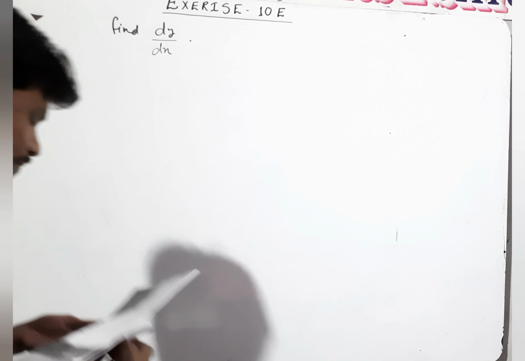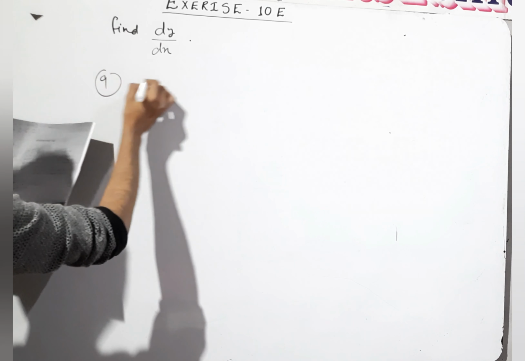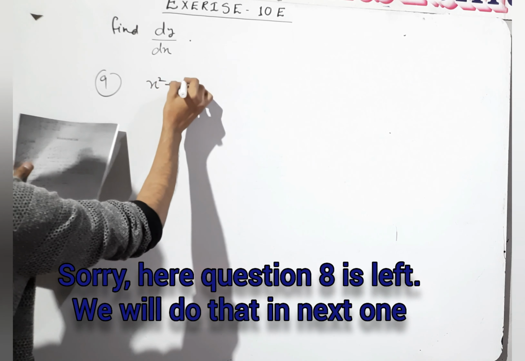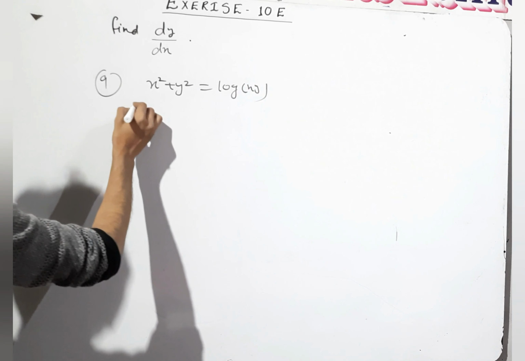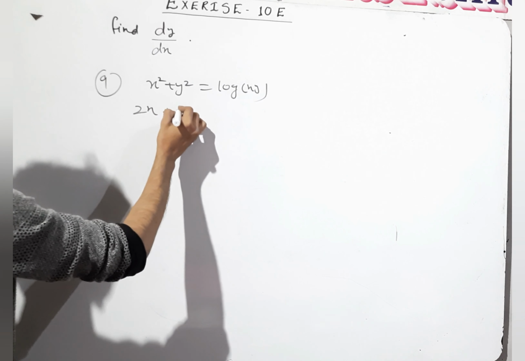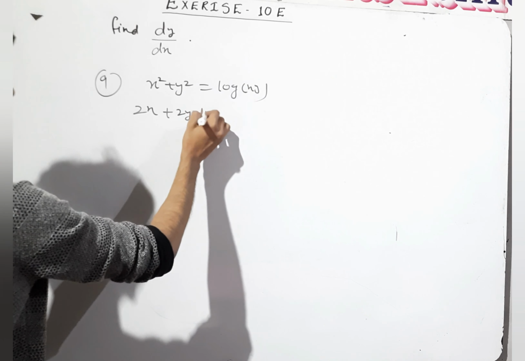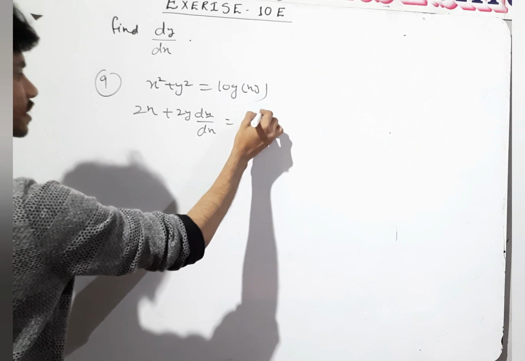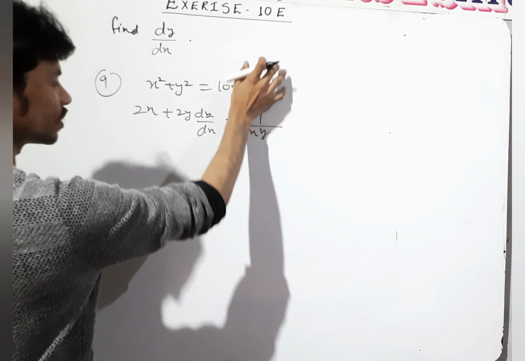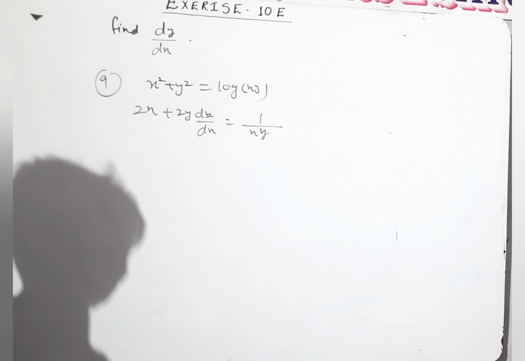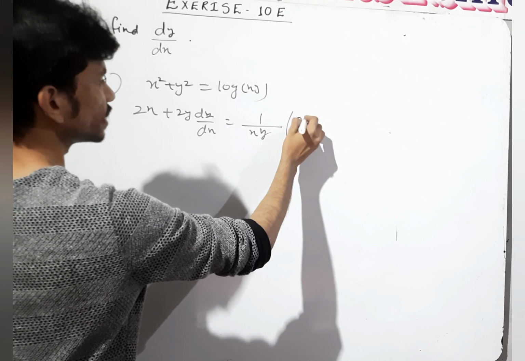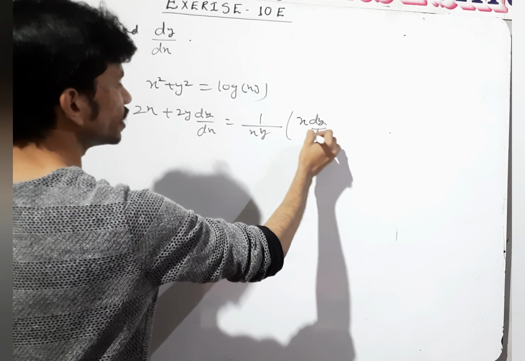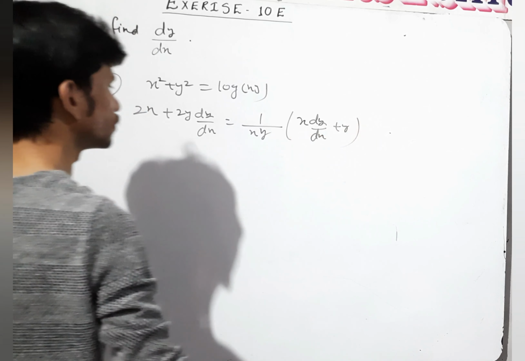Question 9 is x square plus y square equals log xy. So x square gives me 2x, y square gives me 2y dy over dx, and log xy is just 1 upon xy, because this is treated as x, so log x gives me 1 upon x, and xy is again x times of dy over dx plus y times of 1.